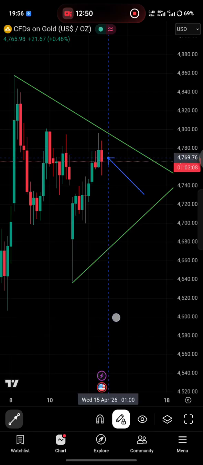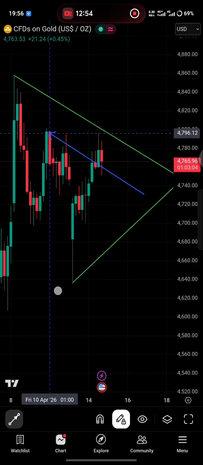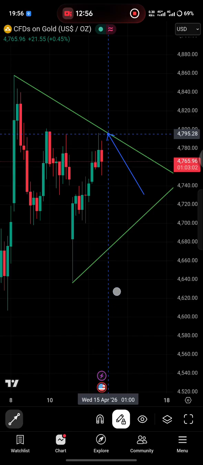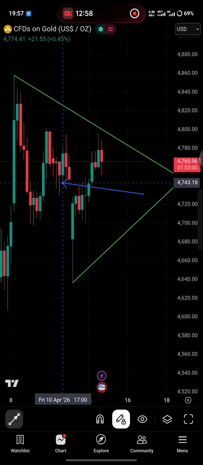But if not, I'm going to be waiting for this candle, or the next candle, to at least break this resistance, and then I'll start buying at the next candle retracement, because I believe that the bullish price action, the main bullish price action, is still strong, even on the higher time frame, on the daily time frame, or on the weekly time frame.